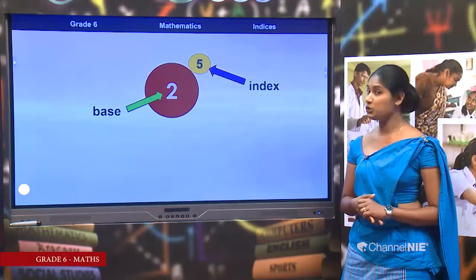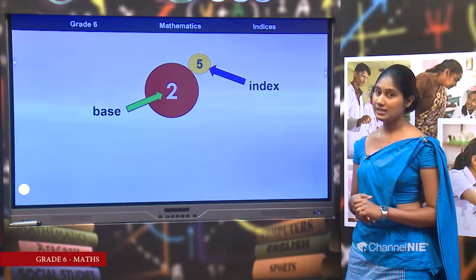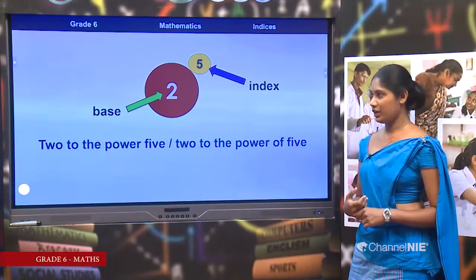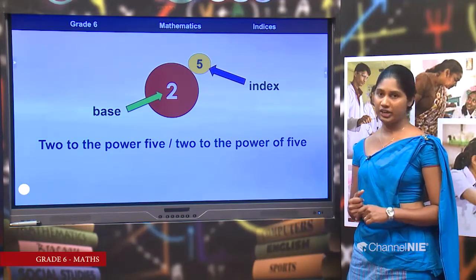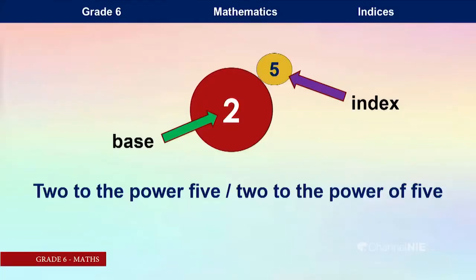How to read this? Do you know how to read this? This is the way: 2 to the power 5. We should read the base first, that is 2, and you can read the index as power. So that is 2 to the power 5 or 2 to the power of 5. How to read this, children? 2 to the power 5 or 2 to the power of 5.